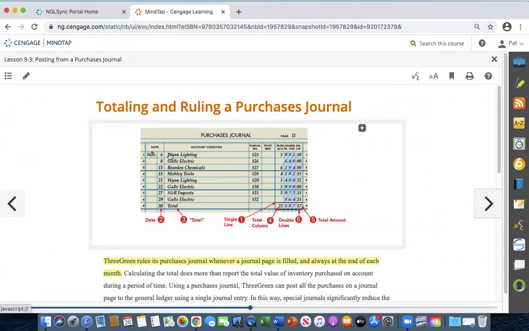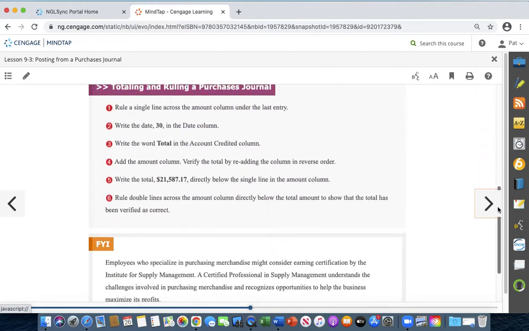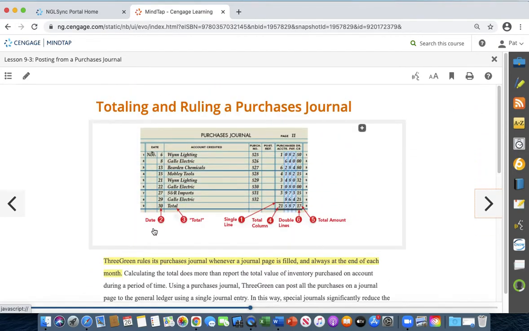When we total these, so if you have a list of your purchases of merchandise this month, when we total these, we will get a number. Okay? When we get this total filled out, you put the last day of the month, the word total, right? And then single rule, double rule, which we don't do. Okay? But you're just going to total this. Now, where we post this is going to come up.